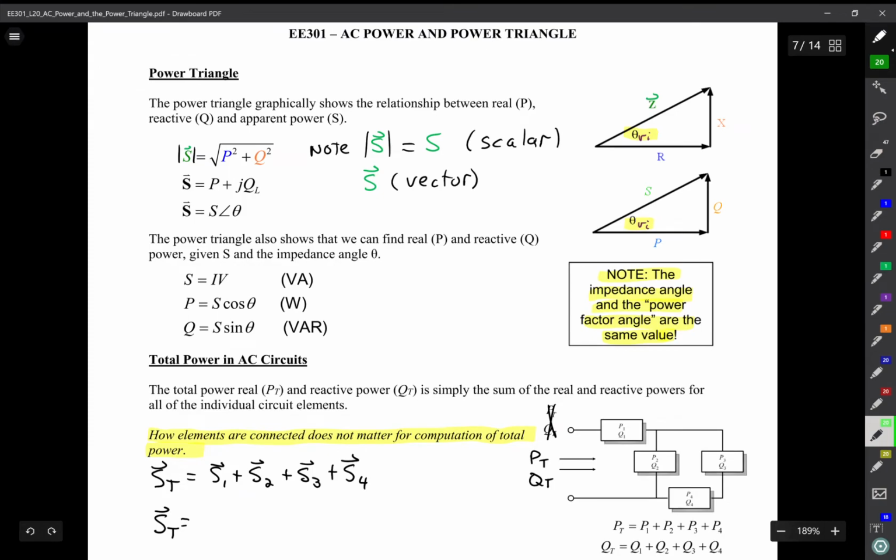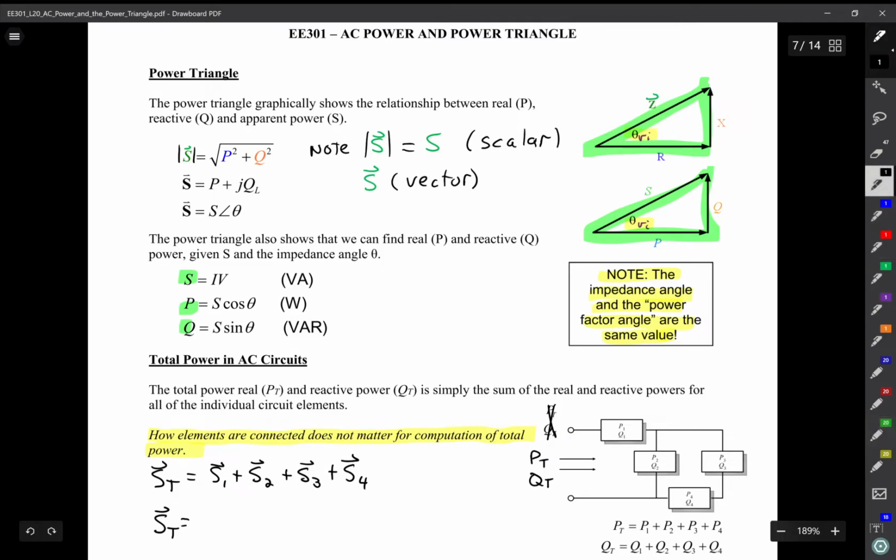There's my power triangle. And I would like to note here that the top triangle, shown here, has the same angle as the total impedance. So the note here is that the impedance angle and the power factor angle are the same value. Now we talked through what S, P, and Q are.